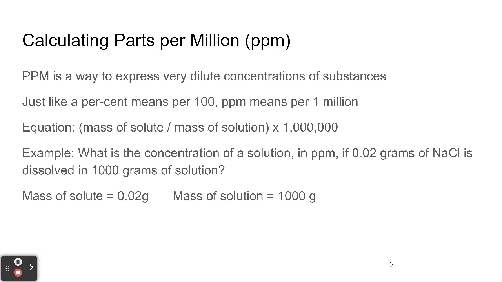All right, so we want to write out the mass of our solute, which is given to us. Our solute is NaCl, or sodium chloride. It is 0.02 grams. The mass of our solution is 1,000 grams. That's also given to us in the question. So we do 0.02 divided by 1,000, and then we'll multiply that by 1,000,000 to give us our ppm. So you should get 20 ppm when you do 0.02 divided by 1,000 times 1,000,000.